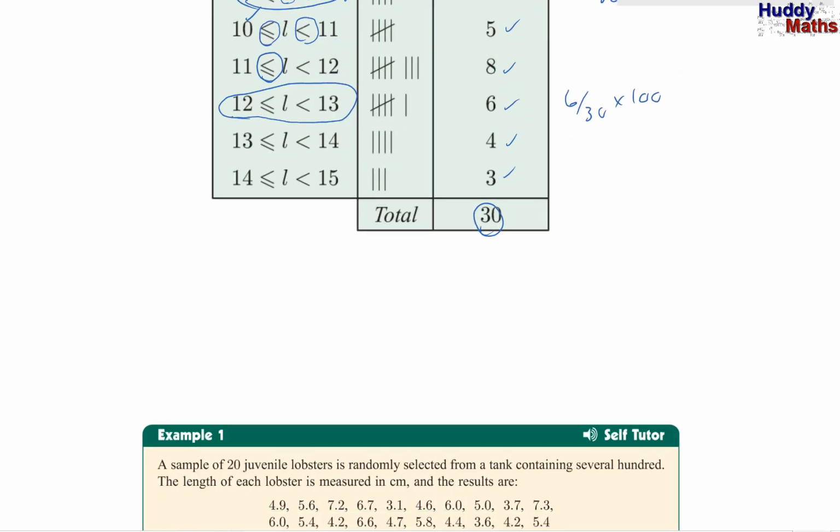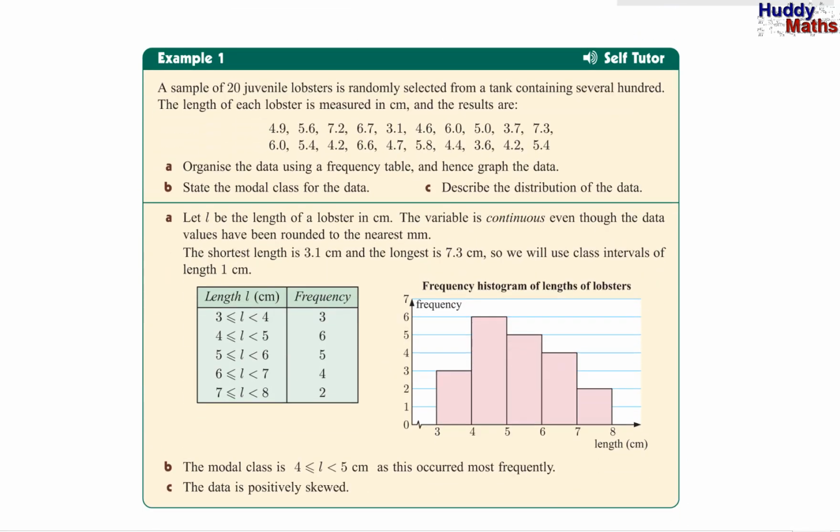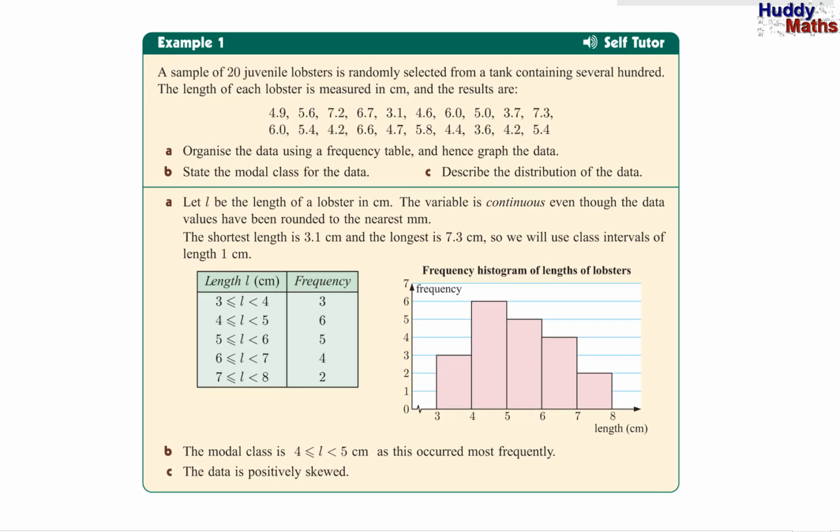All right, come down and let's have a look at examples, and that's about all we need to learn to do the examples in this particular section. So here we have 20 juvenile or baby lobsters randomly selected from a tank containing several hundred. Okay, so they've got several hundred there.